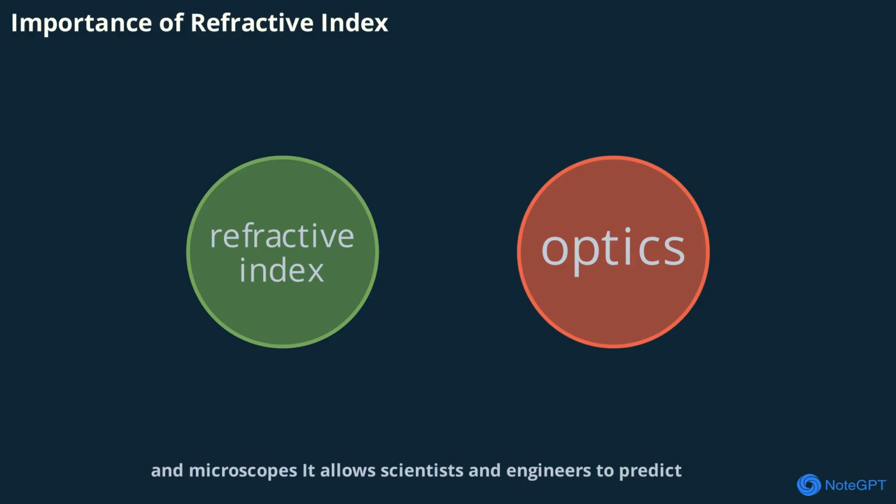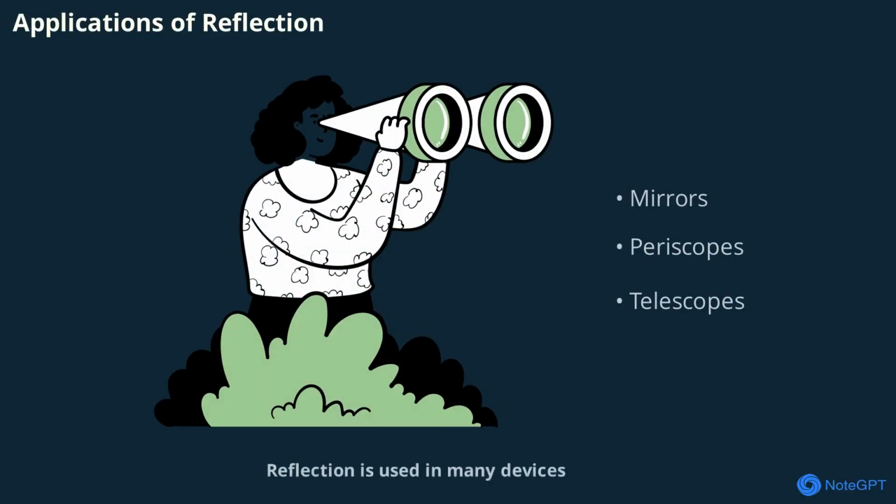It allows scientists and engineers to predict how light will behave in different materials, ensuring clear images and accurate measurements. The refractive index is a key concept in optics. Reflection is used in many devices from mirrors in homes to periscopes in submarines. It helps us see around corners, check our appearance, and even focus light in telescopes. The principles of reflection make these tools possible and improve our daily lives.